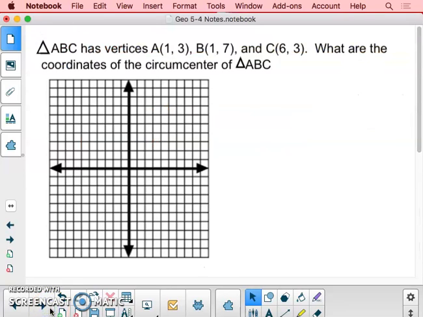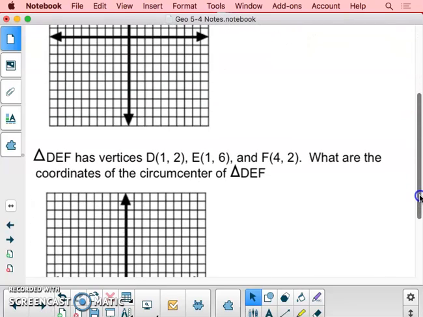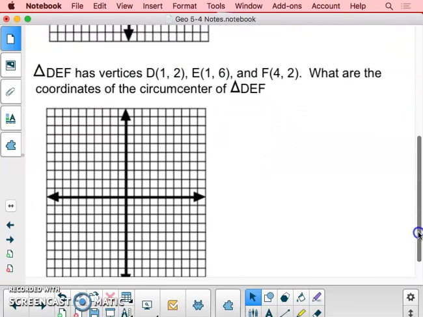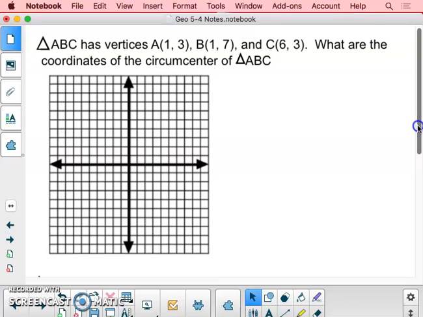One more review problem of finding the circumcenter just before we go on here. Actually, two more. Sorry about that. When you have to find the circumcenter, you have to look at perpendicular bisectors. So point A is at 1, +3. We have another point at 1, +7, and we have a point at +6, +3.